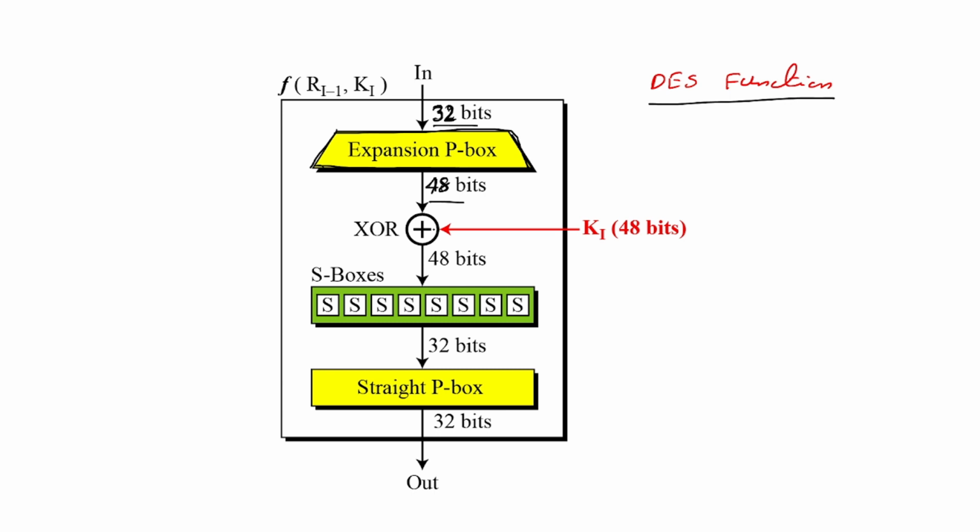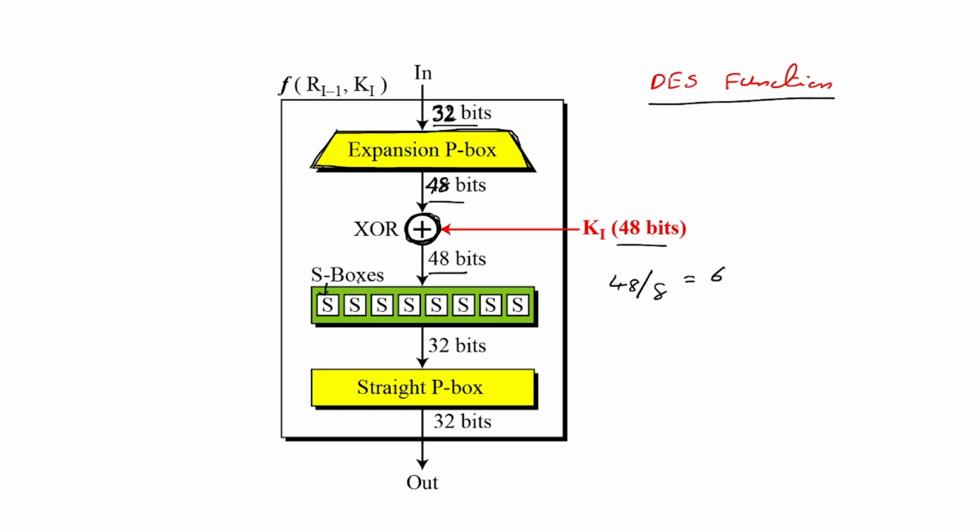And the XOR operation we already know: 48 bits and round key 48 bits. So these two inputs will be given to the XOR operation and we will get 48 bits, and the 48 bits will be divided into 8 parts. So 48 divided by 8 is equal to 6.